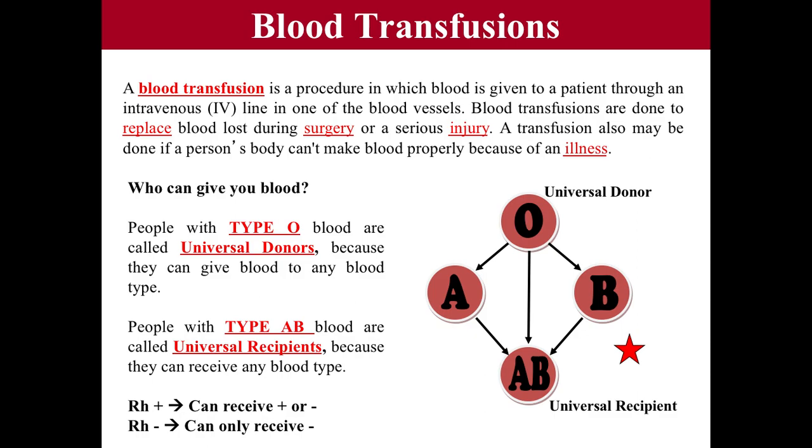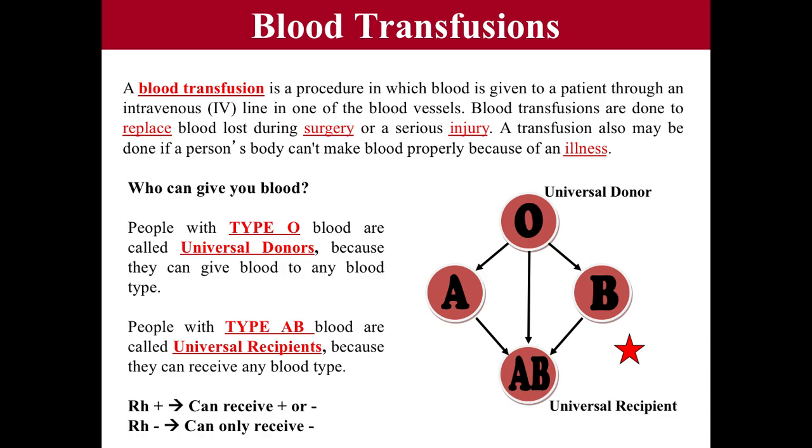Also in the picture, we see type AB at the bottom, and everybody is giving their blood to that person. That is because type AB is known as the universal recipient, so they can receive any blood type. Okay, so I want you to be familiar with these blood types and who can give to who.